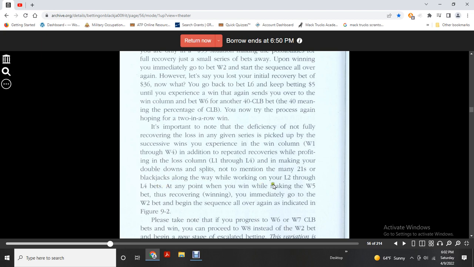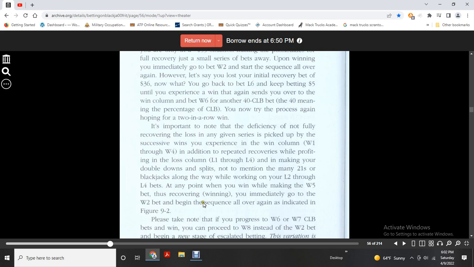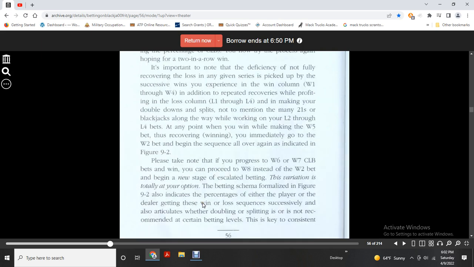At any point when you win while making W5 bets, thus recovering the loss, you immediately go to the W2 bet, beginning the sequence all over again as indicated in Figure 9.2. Please take note that with progressive W6 and W7, the clearance of the losing bet wins can proceed to W8 instead of going over to the W2 bet, beginning a new stage of escalated betting. This variation is totally at your option.